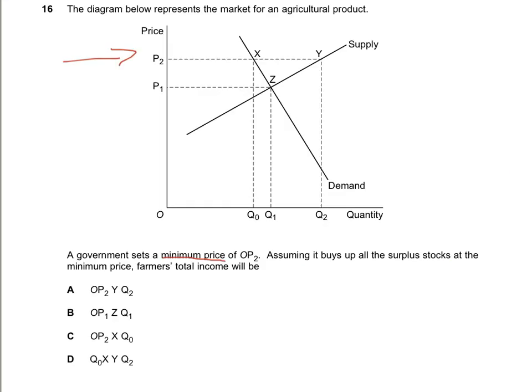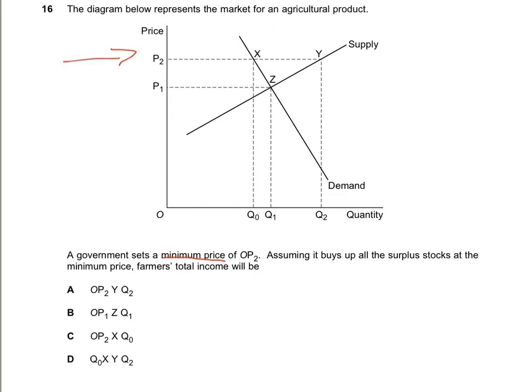Here's another government intervention question to deal with the problem of agricultural prices and agricultural incomes for farmers. So the government's going to set a minimum price up here at P2, and as a result of that we've got a disequilibrium in the market. We've got this gap in the market.